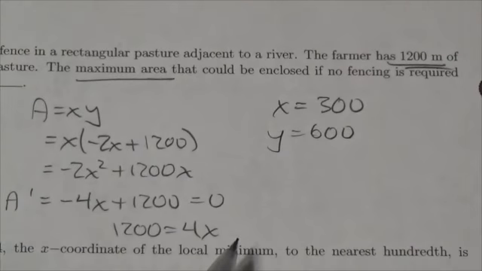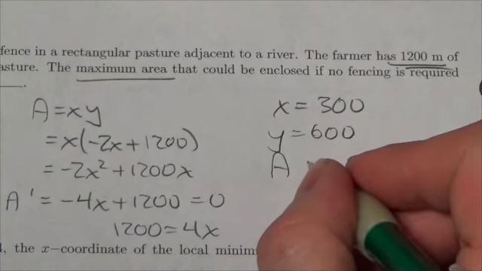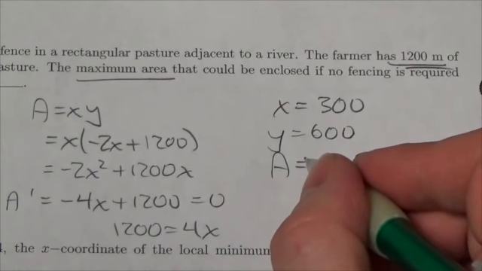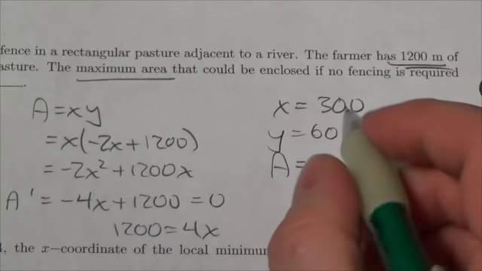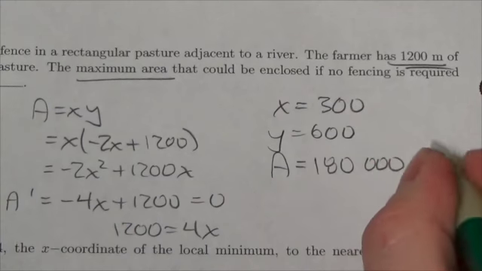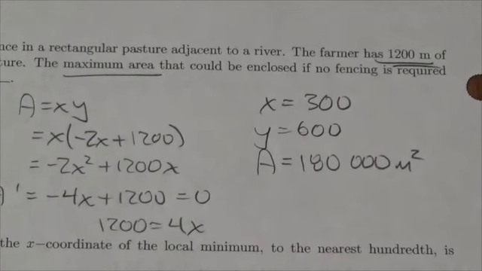Now that doesn't exactly answer the question here, because the question was asking for what is that maximum area. So what we've got to do here is multiply those two together. 300 times 600, and we are getting 180,000 meters squared. And there you go. That's the answer.